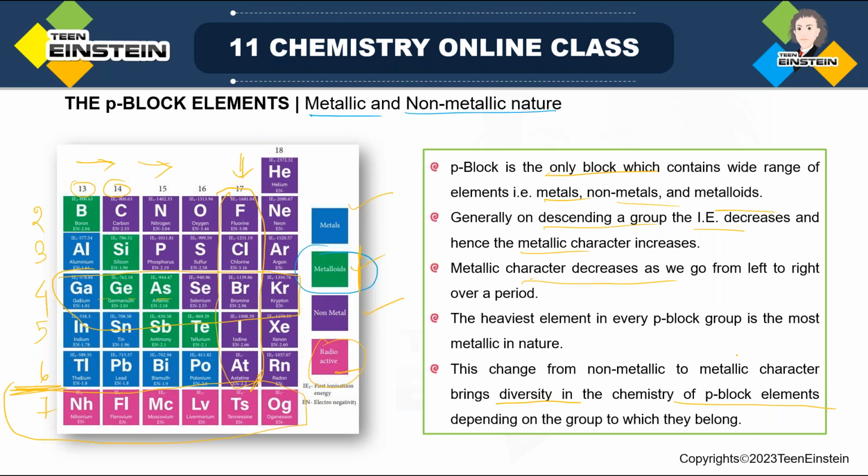Then when you shift to group 17, now you are seeing all are non-metals. So much variety you can see here, right? So that is the unique nature of the p block, unlike other blocks. Metallic nature, non-metallic nature, metalloid character, everything you can see here.